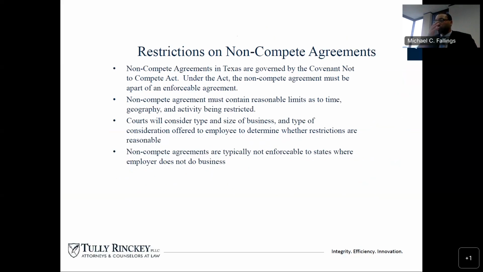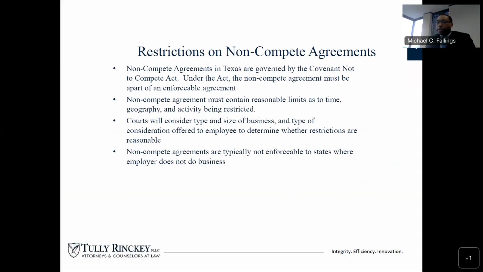So regarding the restrictions on non-compete agreements, first, it's important to know that non-compete agreements are governed by the Covenants Not to Compete Act in Texas. Under this act, the non-compete agreement must be part of an enforceable agreement. This means that they're not separate agreements, they're a part of other agreements the employee may sign that are enforceable, such as severance agreements. Texas law says that the non-compete agreement must be reasonable as to time, geography, and activity being restricted.